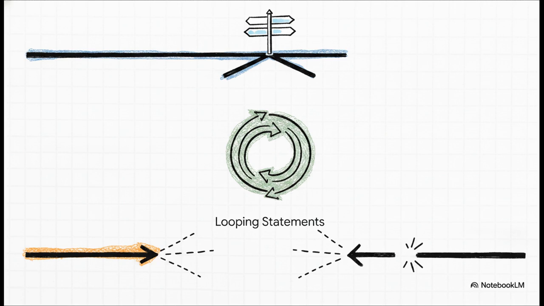Second, we have looping statements, like for or while loops. These let the program repeat an action over and over, maybe iterating over every single element in a giant list. And finally, jump statements, like break or return. These are super handy because they allow a program to suddenly exit a loop early or just jump to a completely different part of the code. This right here, this is the true heartbeat of software logic.